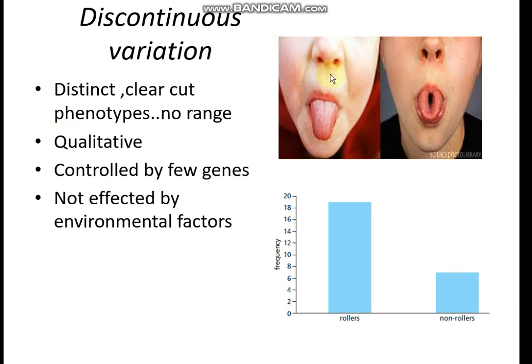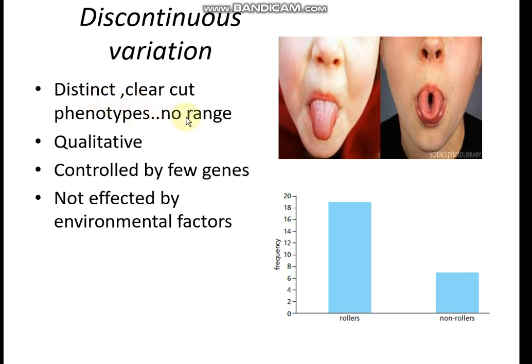Like here the example is tongue rolling. Some people can roll their tongue like this one, and some cannot roll their tongue. They are said to be non-rollers. So either they are rollers, or they are non-rollers. There is no intermediate range. There is no intermediate value between roller and non-roller. So that is why we say that the trait is a distinct, clear-cut, definite phenotype.